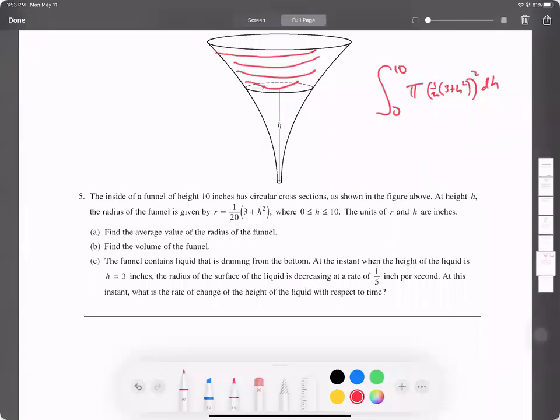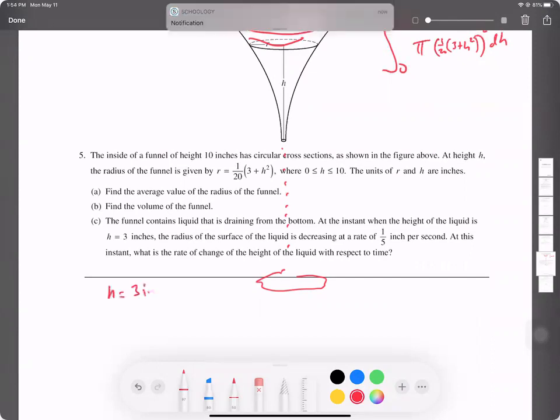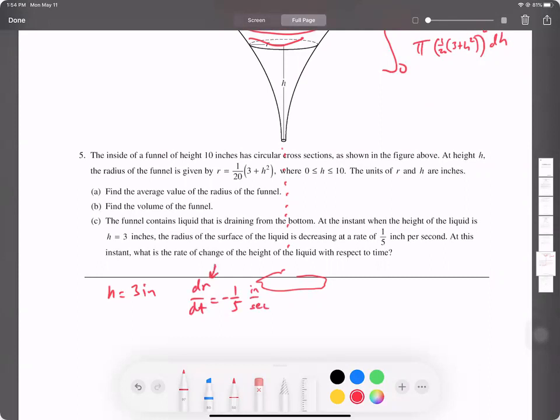So I'll go ahead and do 5C, which is a related rates question. So the funnel contains liquid that is draining at the bottom, right? At the instant when the height of the liquid is 3 inches, h is equal to 3, and the radius of the surface liquid is decreasing. So radius decreasing, that's a rate. So dr over dt is equal to negative 1 over 5 inches per second, and that does make sense because dr is a radius and dt is a time, so it's inches and seconds. At this instant, what is the rate of change of the height of the liquid with respect to time? So they're saying, what is dh over dt?